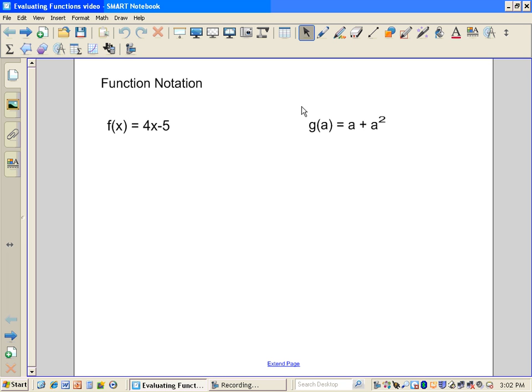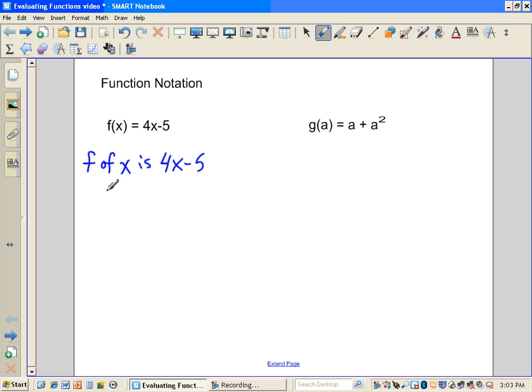All right, welcome to the video on functions and evaluating functions. To get started, I want to talk about function notation. This is a special way that we represent functions. If you look at this first example here on the left, this says f of x equals 4x minus 5. The way you read this is you say f of x is, that's for the equal sign, 4x minus 5.